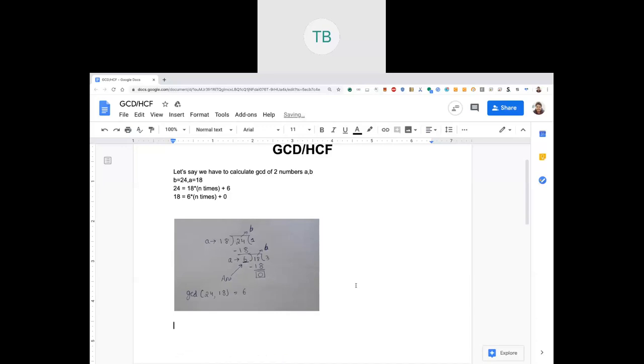Let's take another simple example. Say b equals 75 and a equals 24. So now we can write 75 equals 24 into n times plus 3, and we can write 24 equals 3 into n times plus 0. So here we can similarly say that the GCD is 3.